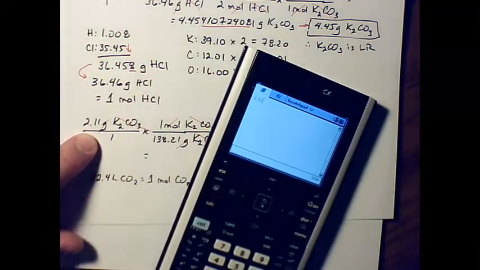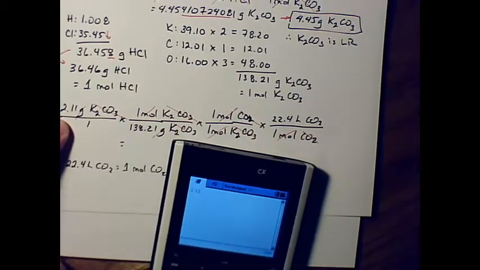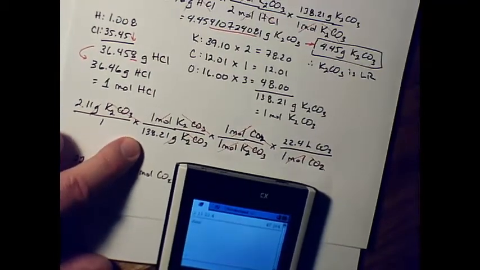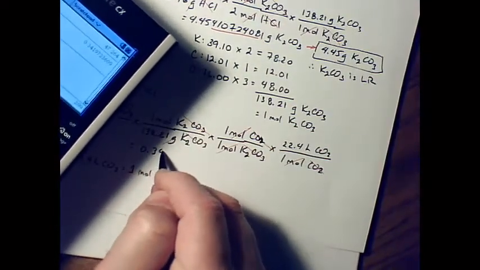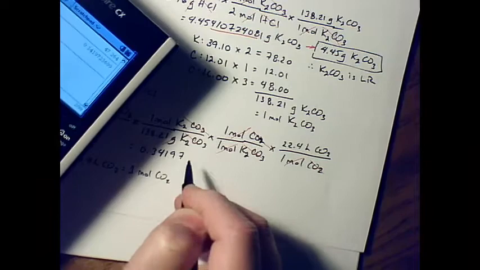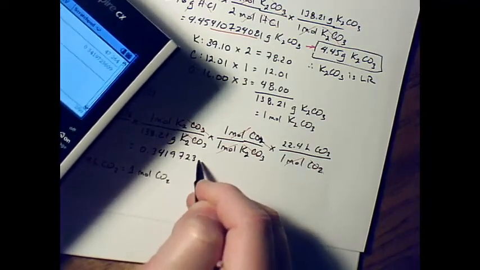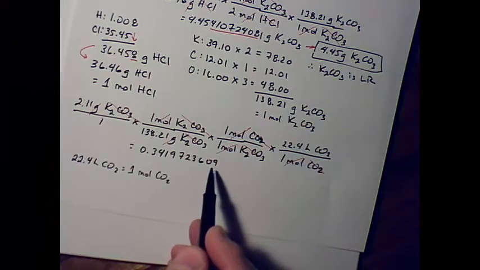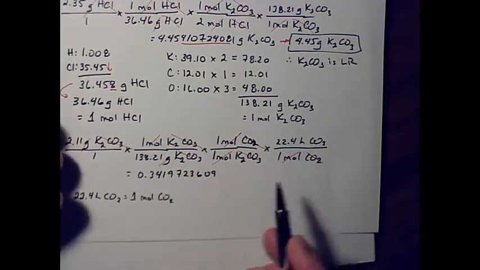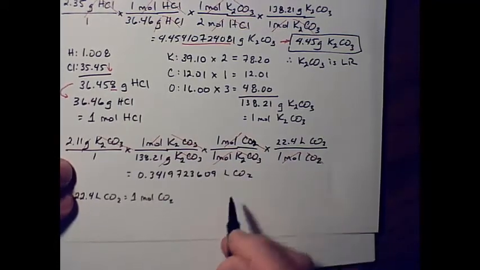So 2.11 times 22.4, enter, divided by 138.21, and I get 0.341972369. Now your calculator may have some fewer digits on the right. You just write down what your calculator actually has. This is liters of CO2.